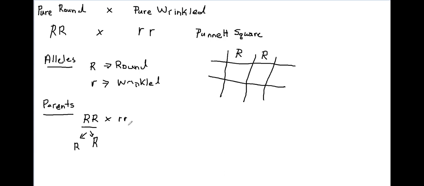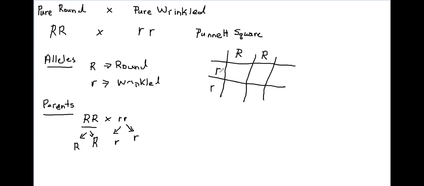Let's do the same with this parent. Let's have this parent make gametes. As you can see, there's only one possible type of gamete, the little r. Let's put those gametes here. So now we've got our two parents, we've got their gametes plugged into the Punnett square.